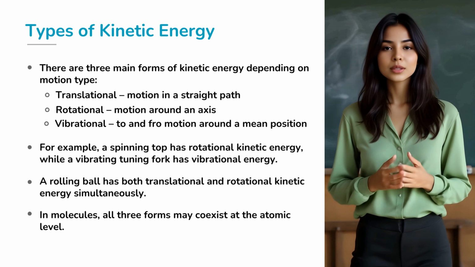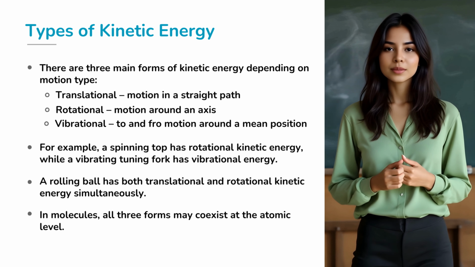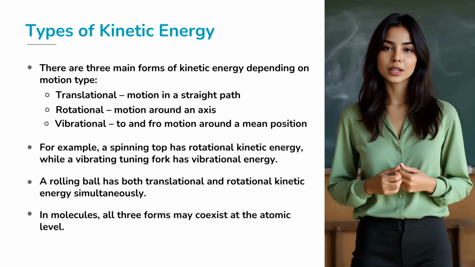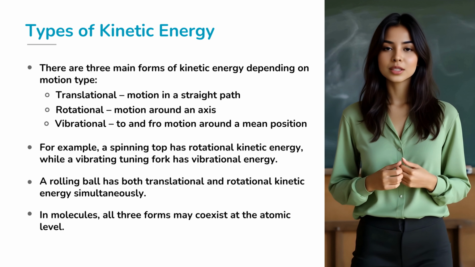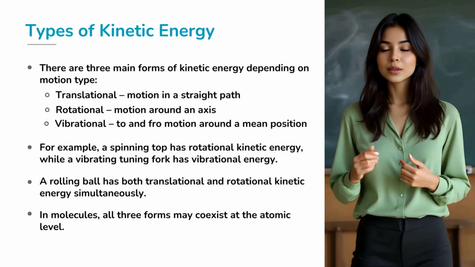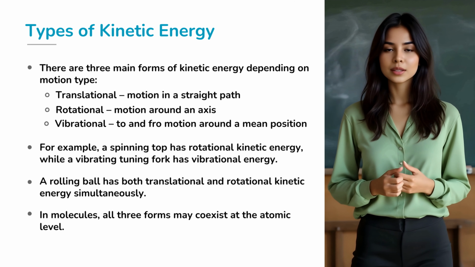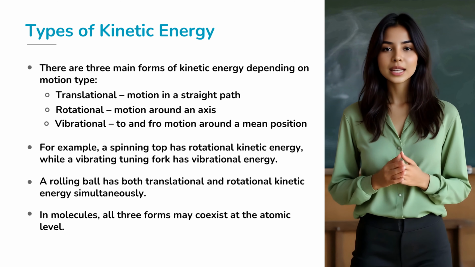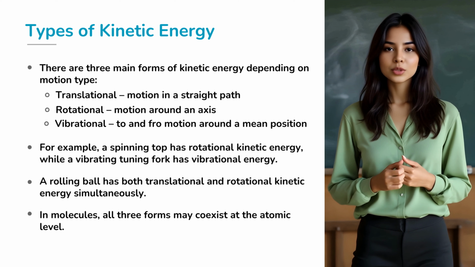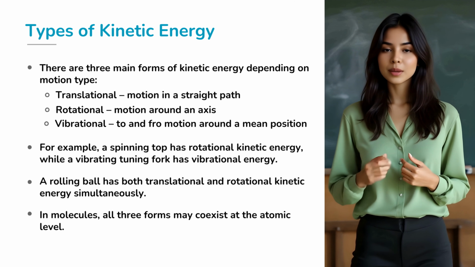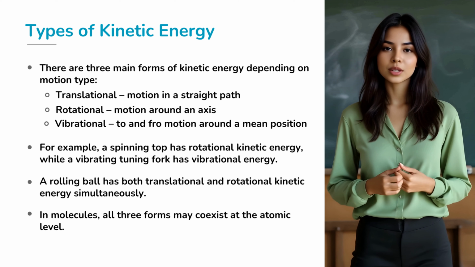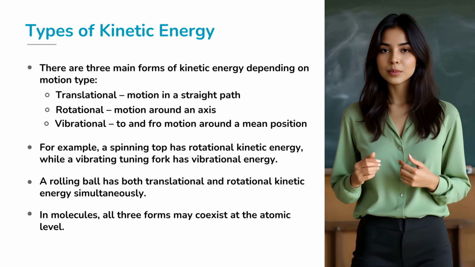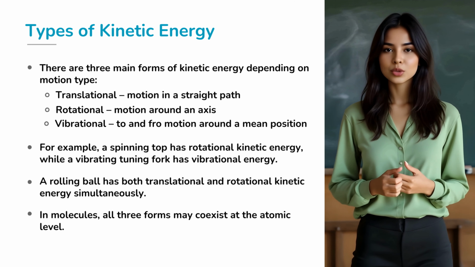Let's now explore the different types of kinetic energy. Kinetic energy can be classified into 3 main forms depending on the nature of motion. First, we have translational kinetic energy, which refers to motion in a straight path, like a car moving down a road. Second, rotational kinetic energy, which occurs when an object spins around an axis. Imagine a spinning top. And third, vibrational kinetic energy, which is the back and forth motion around a mean position, like the vibration of a tuning fork.